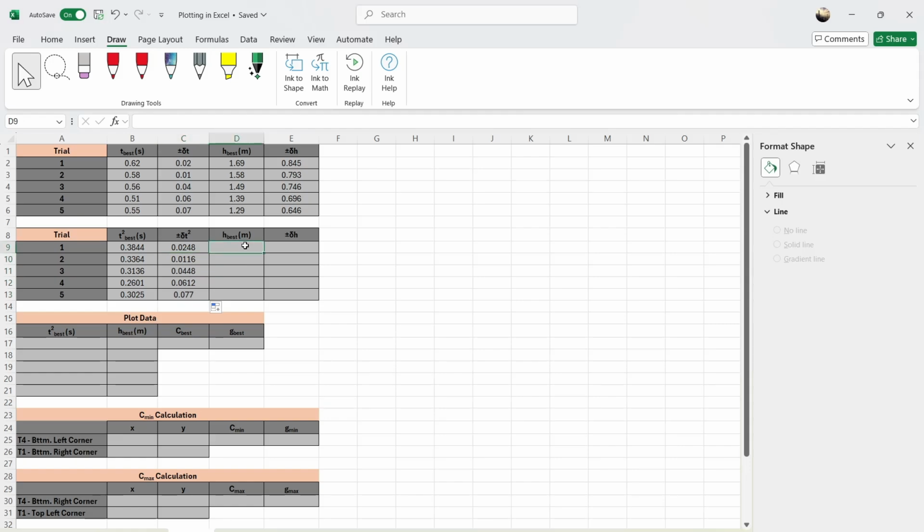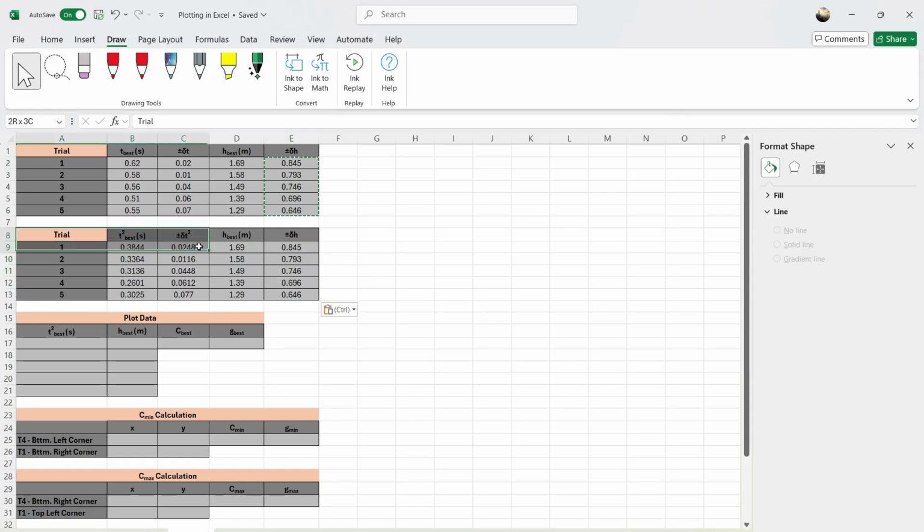Now, we don't have to make any changes to our values for h best or its uncertainties. We're only concerned with raising our t best to the second power, because we're assuming that we know what the proportionality is between h and the power of t. So we're just going to copy and paste the same data that we have here. And we'll be able to use that when we make our plots.